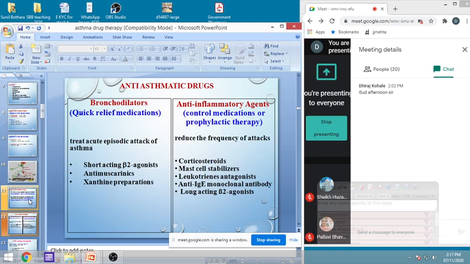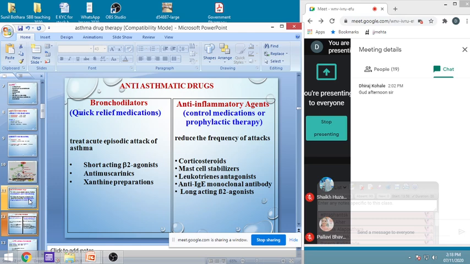So what are the other drugs? We have got various drugs, as we have seen. We broadly classify them into a few classes. One of the classes we call bronchodilators. They cause quick relief because the problem is bronchoconstriction, and because of constriction there is an increase in airway resistance. So to reduce this airway resistance, we have these drugs, which will treat acute episodes of asthma.